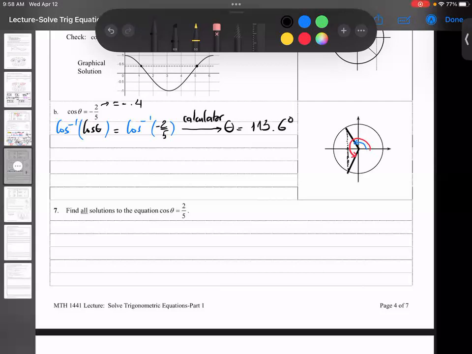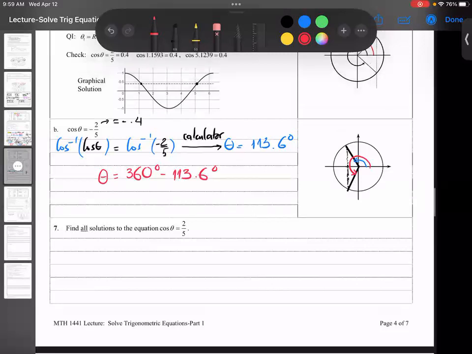Good. So, is the angle in quadrant 2? Yeah, so we're okay, right? We don't have to change anything. It matches our picture. All you have to do is find the red one. What do you think the red one is going to equal? Just look at the picture. How do you come up with the red one? What minus what? 360 minus 113.6, right?